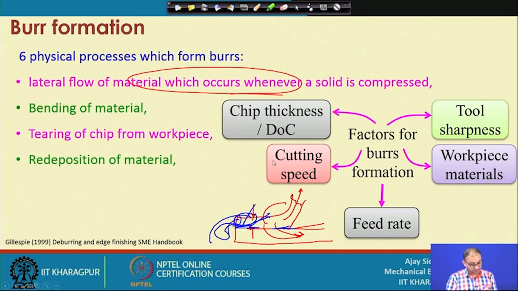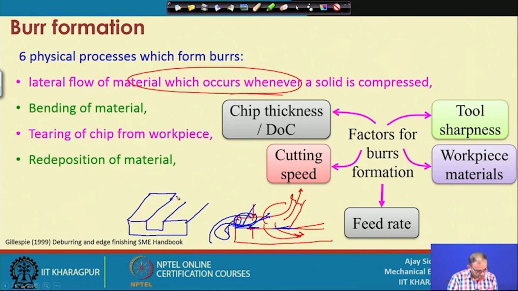Redeposition of the material, that mostly happens in the milling operation, because when you are cutting a slot milling, this is what you want to do as a cutting. So, your milling cutter is here, consider that the size of this slot is the same as the diameter of the milling cutter. Let me give different colors, that is much better to understand. So, this is your milling cutter.